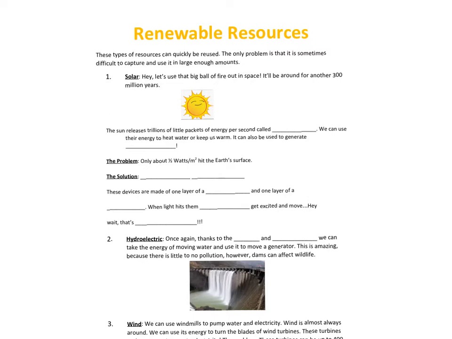And that energy comes in the form of these little packets of light called photons. So many trillions of photons reach the Earth every second. And we can use that energy to heat up water or keep us warm. If you have been outside in the springtime or the summertime, you can feel the warmth coming from the sun directly on your skin. And the idea behind using solar energy is just that. We can harness that energy, right, to do work for us.